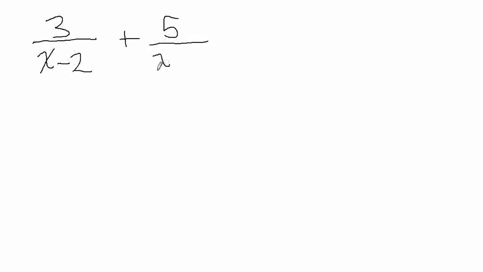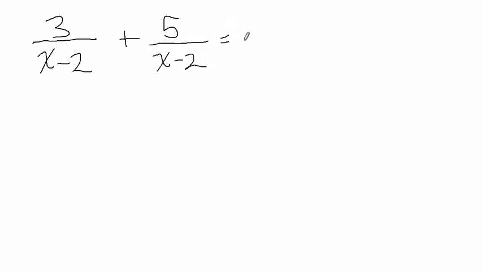I'm going to discuss sums and differences of rational expressions with regards to equal denominators. I'm going to do several examples. Suppose we wanted to add 3 over x minus 2 and 5 over x minus 2.